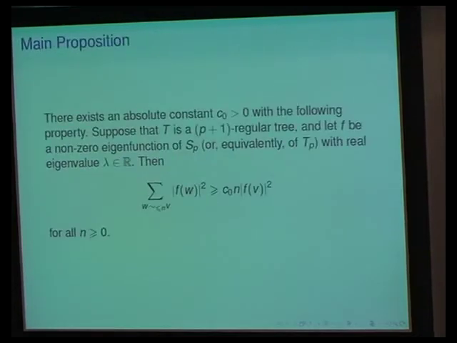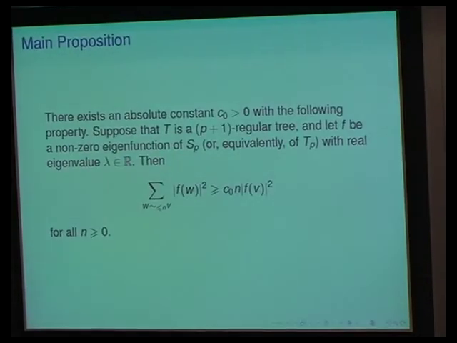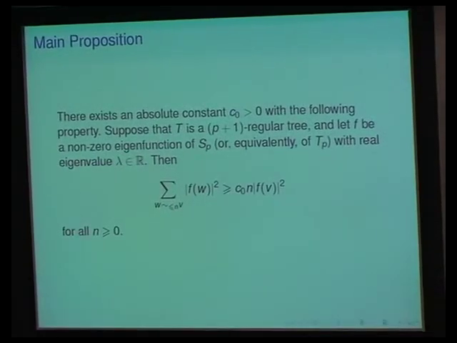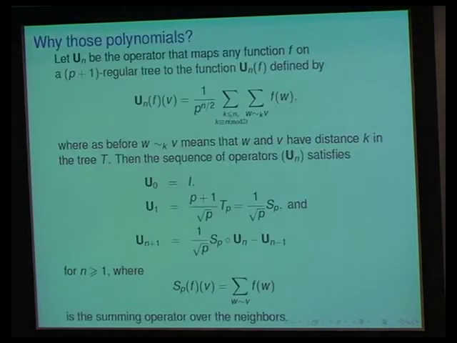Okay. This is the main proposition. What does it say? You take an eigenfunction on the p plus 1 regular tree. So this is a completely abstract proposition. You just take a p plus 1 regular tree, you take an eigenfunction of it. For what operator? Well, for the summing operator over the neighbors, or for the averaging operator over the neighbors. And that eigenfunction actually also becomes an eigenfunction for this operator just because of these recurrence relations.